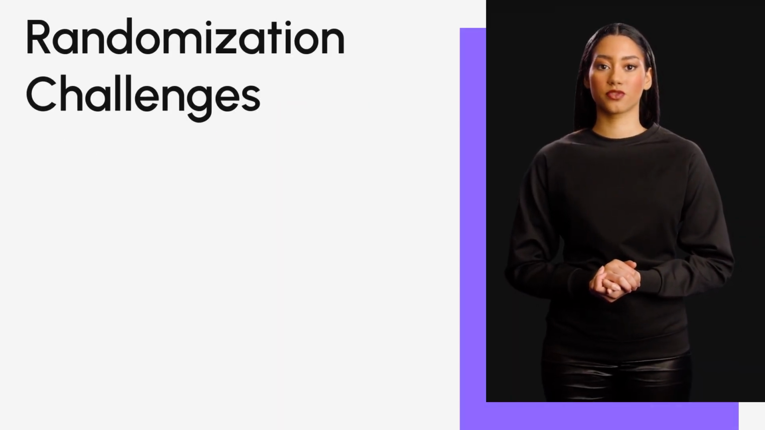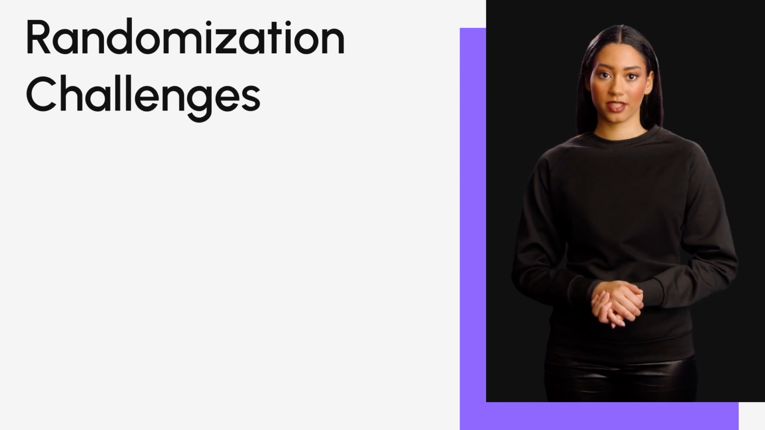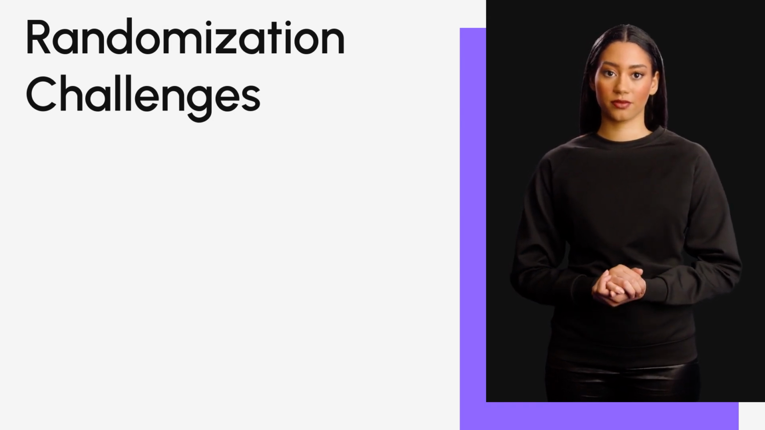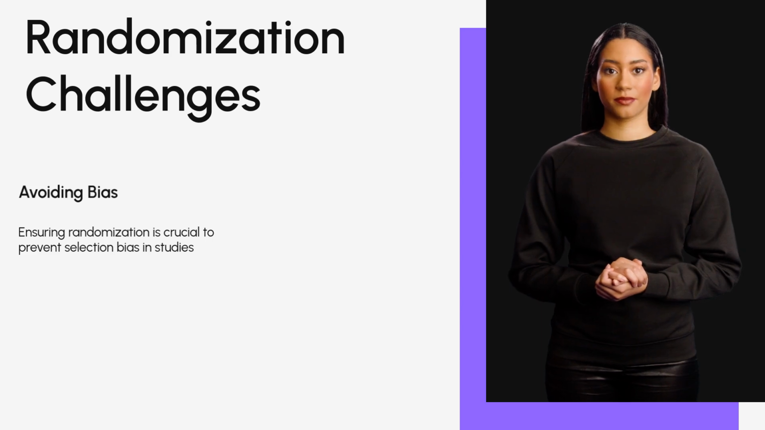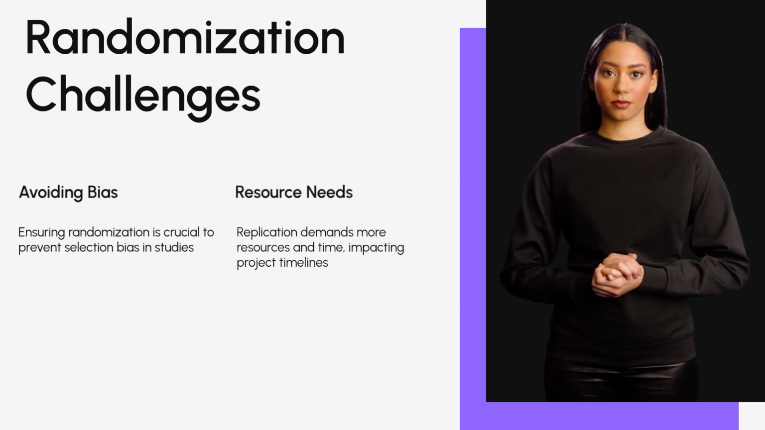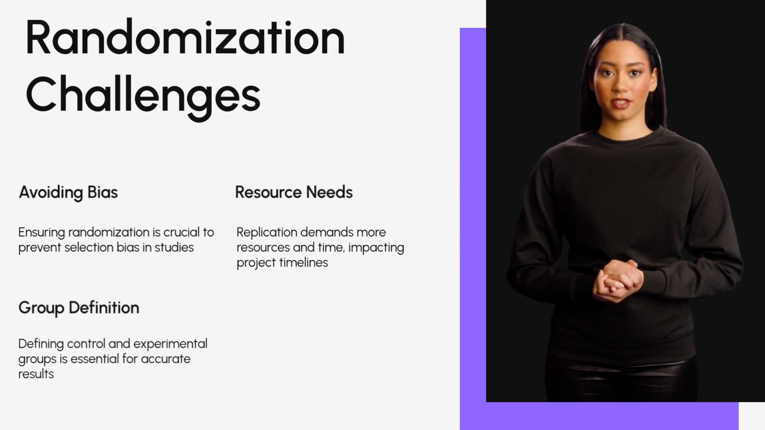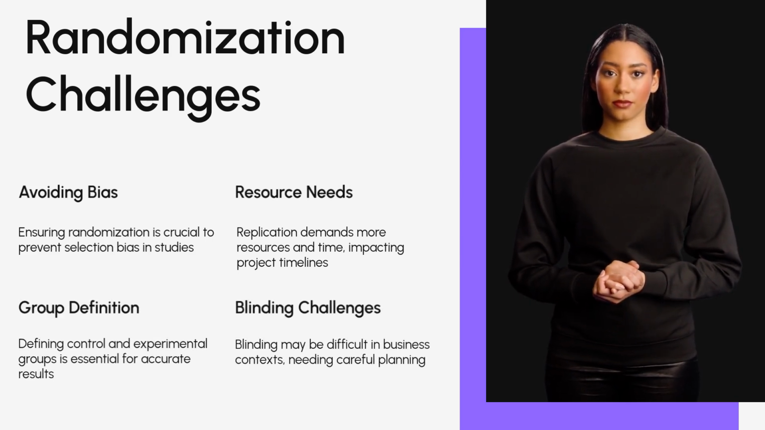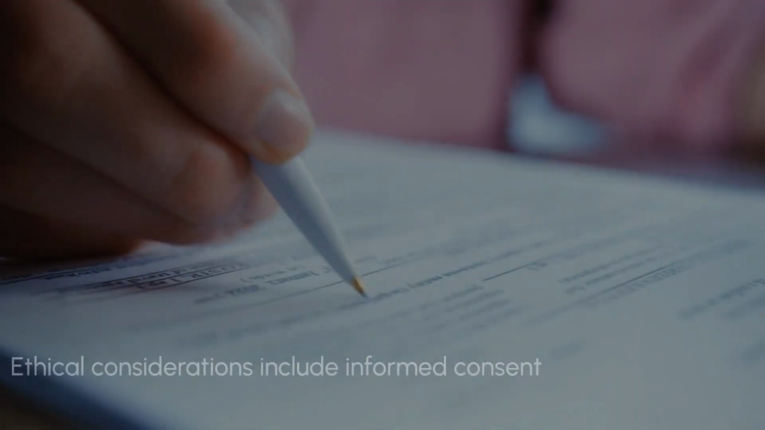Ensuring randomization is truly random is crucial to avoid selection bias. Replication may require additional resources and time. Properly defining control and experimental groups is essential. Blinding can be difficult in certain business contexts. These challenges must be addressed for valid results.